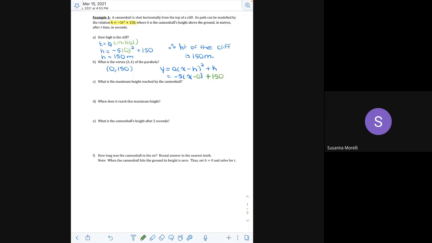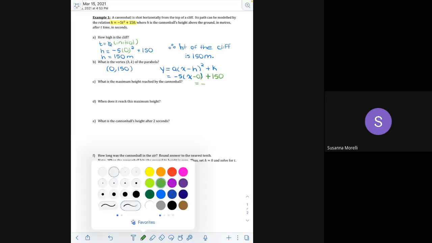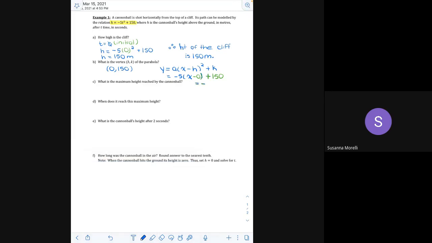Okay, so that's the same equation, and then what we would do is simplify it to get the equation that they give you in the answer there. So -5, and then they use t instead of x, so -5t squared plus 150, and they used h instead of y. Okay, so the vertex there is 0, 150.